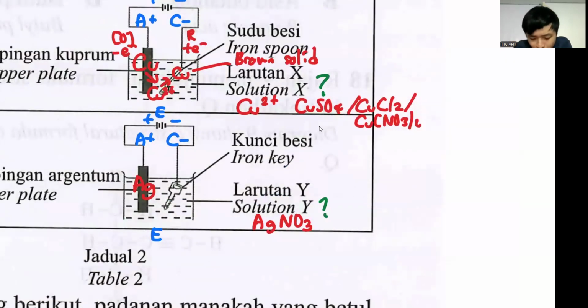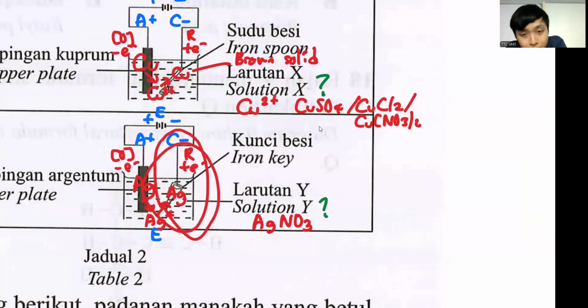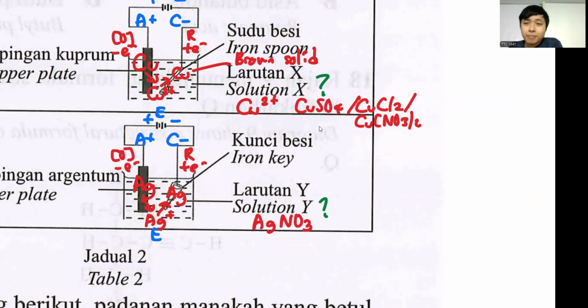Same thing, right? I will repeat. Same thing means the silver atom releases an electron and becomes a silver ion. The silver ion receives an electron and becomes a silver atom. So for the silver, what is the observation at the cathode? What is the color of silver? Gray solid deposited, correct.